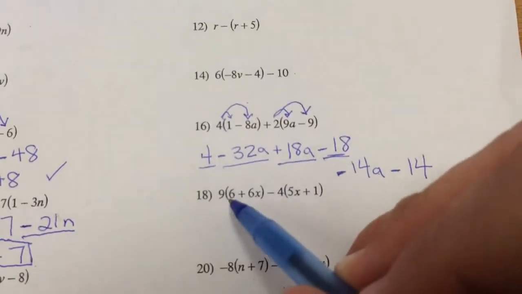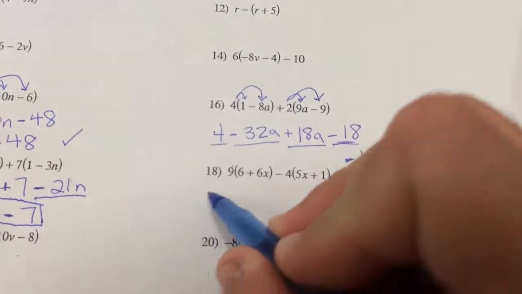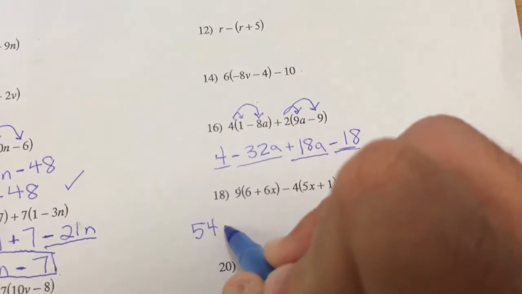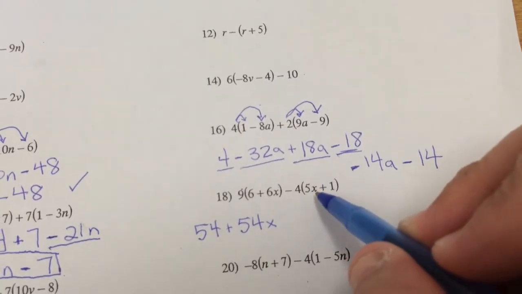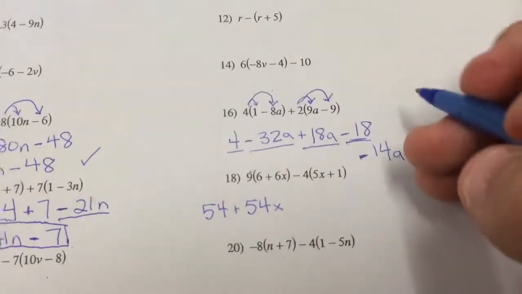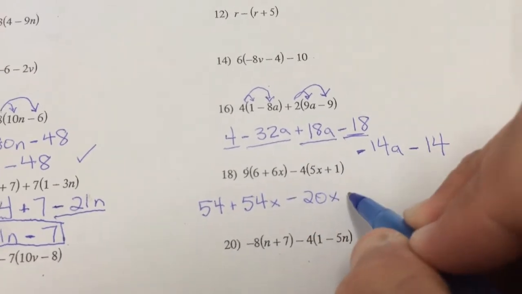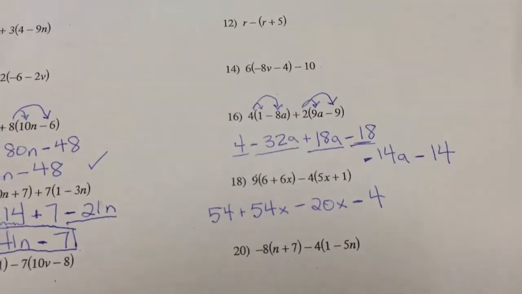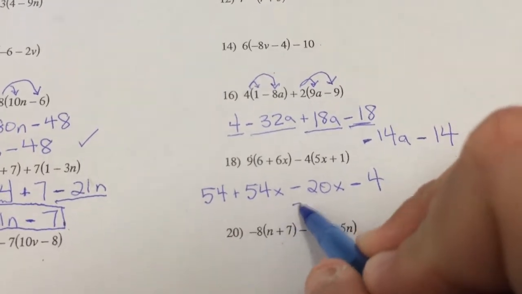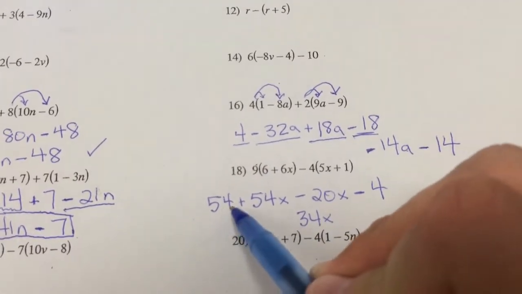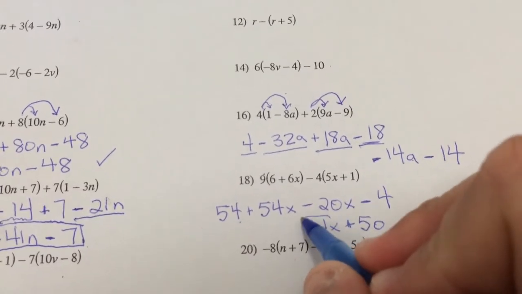18. Again with a double distributive, right? 9 times 6 and 9 times positive 6x is going to be, starting out, 54 plus 54x. Now I've got a negative 4 that's going to go multiply by 5x and a negative 4 into positive 1. So negative 4 times 5x is minus 20x. And then we end with a minus 4. And I'm going to look for like terms. 54x minus 20x is going to be 34x. Now I've got my 54 minus 4 means I've got plus 50. Here's my final answer on this one.